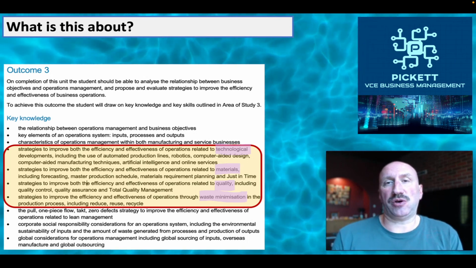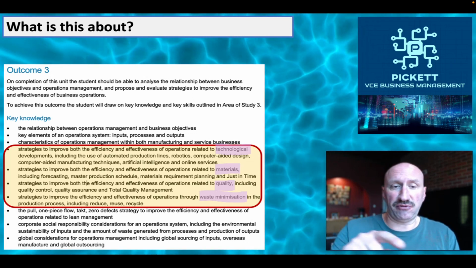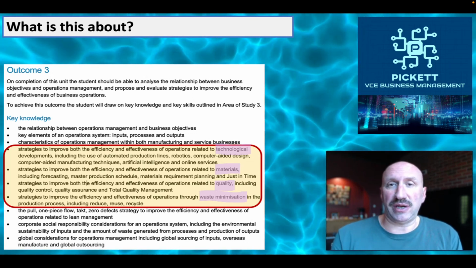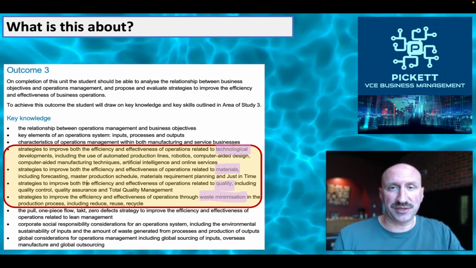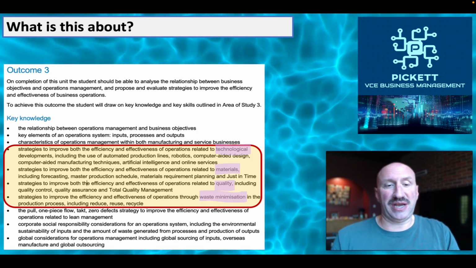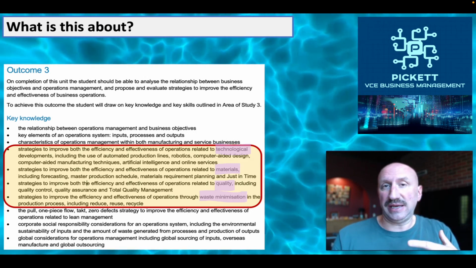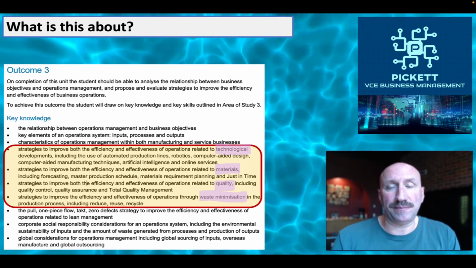And the bulk of the questions in Saxon exams tends to be focused around these 4 key knowledge dot points. Not to say that you don't need to understand, obviously, the other ones, both before and after it, but the majority of the content here, in this outcome, is from these 4.